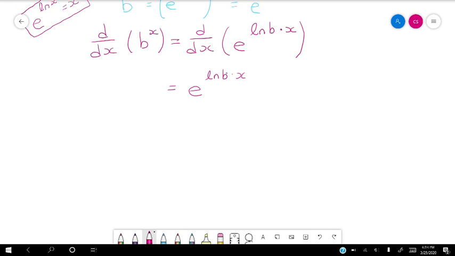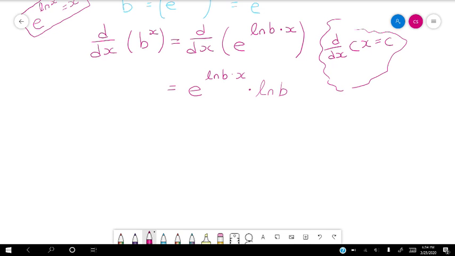Remember, natural log of b is like a constant. So what's the derivative? The derivative of a constant times x is just the constant. In this case, c is the natural log of b. So times the derivative of the inside function, which is just the natural log of b.